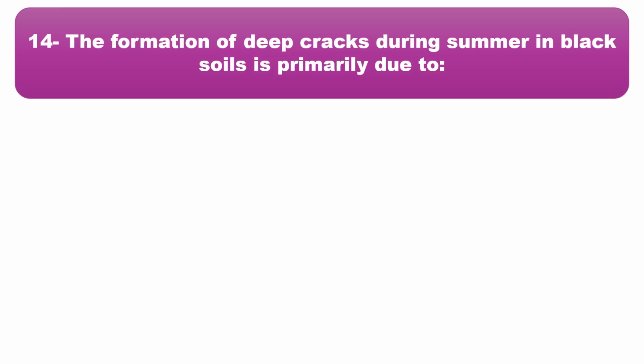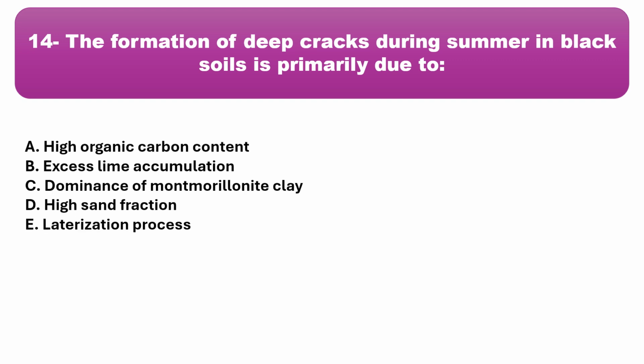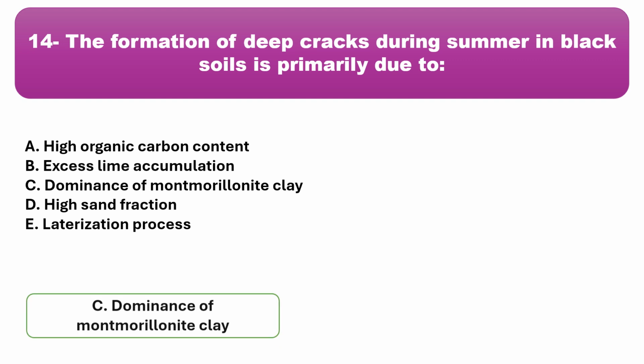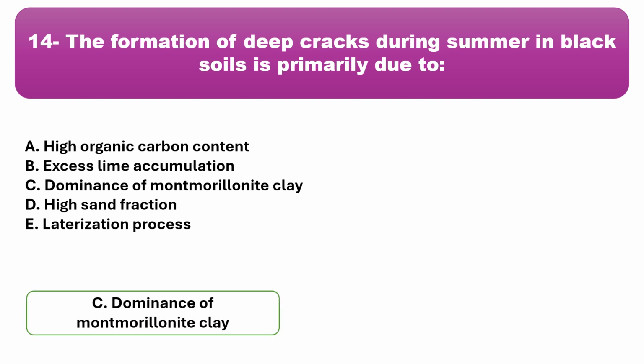Next question. The formation of deep cracks during summer in black soils is primarily due to, and the options are, A, high carbon content, option B, excess lime accumulation, option C, dominance of montmorillonite clay, option D, high sand fraction, and option E, lateralization process. The correct answer here is the dominance of montmorillonite clay, and montmorillonite clay has the feature of shrinking and swelling property. So due to that, we can see deep cracks in summer in black soils.